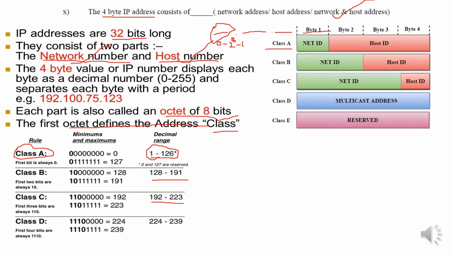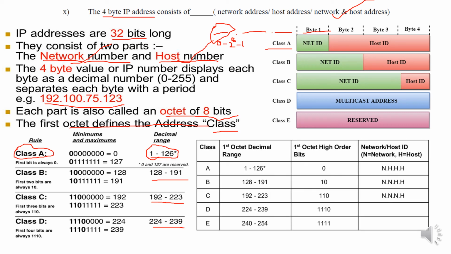Like this address is a class C address, that starts with 192. Similarly, for class D, the first octet is between 224 to 239. So then it will be a class D address. This is again the range, and we have seen that the first octet defines the class of the address. So here it is the first octet.